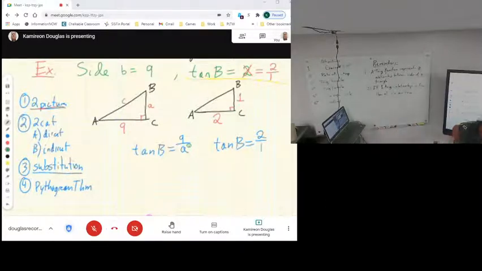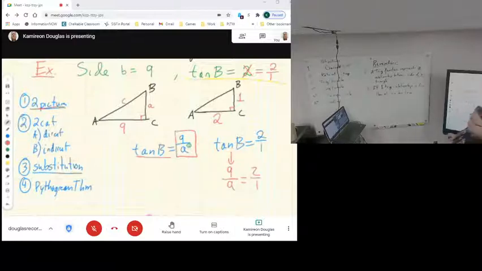I'm going to apply a direct relationship to try to solve this. According to step 3, I want to do a substitution. That means anywhere I see tangent of b, I can replace it with 9 over a. So I go over to my second equation over here. Tangent of b is equal to 2 over 1. I replace tangent of b with 9 over a equals 2 over 1.